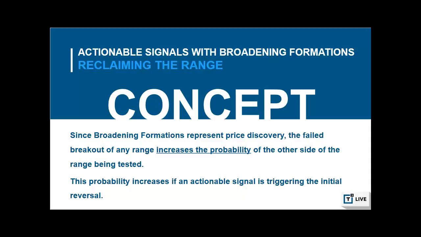And since broadening formations represent price discovery, the failed breakout of any range increases the probability of testing the other side of the range, right? It also increases if we have an actionable signal triggering the initial reversal to do it. Because as we'll see, test the side of the range, test the other side, right? If things traded in horizontal lines, it would be very simple. Those tests would be right to the penny. We know that they're not, based on the fact that outside bars exist.